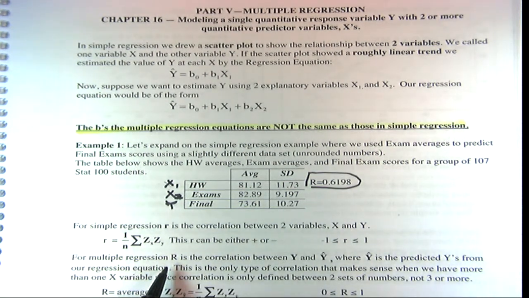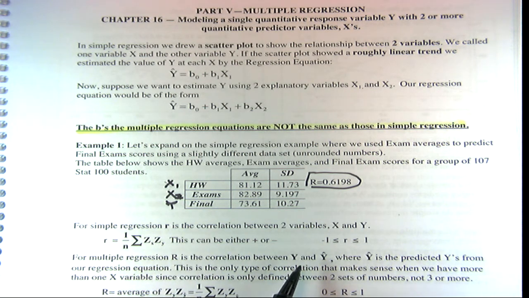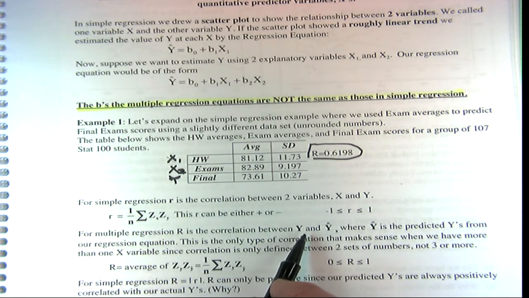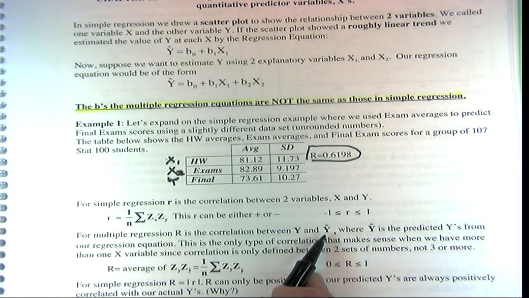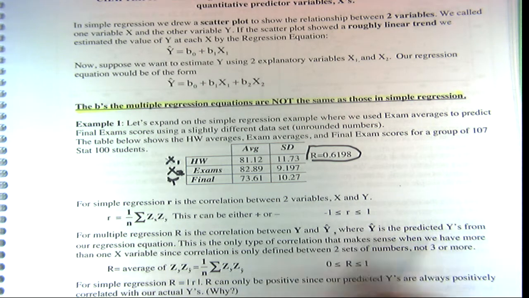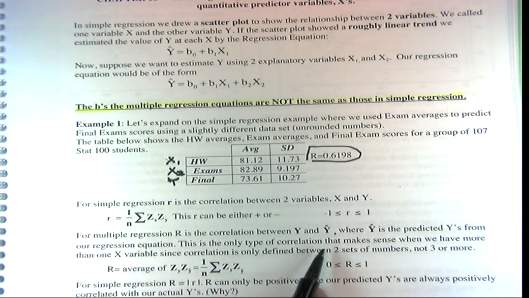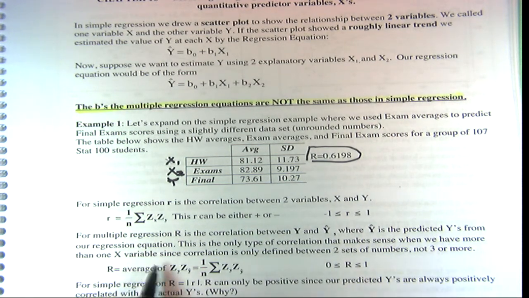But for multiple regression, I'll call it capital R, it's the correlation between 2 sets of values: your actual y's, in this case your actual final exam scores for the 107 people, and y hat, which is the predicted final exam scores for the 107 people based on our model. Okay? So this is the only type of correlation that makes sense when we have more than one x variable.